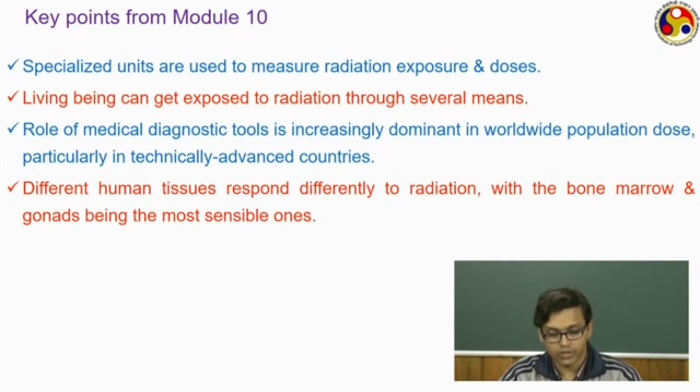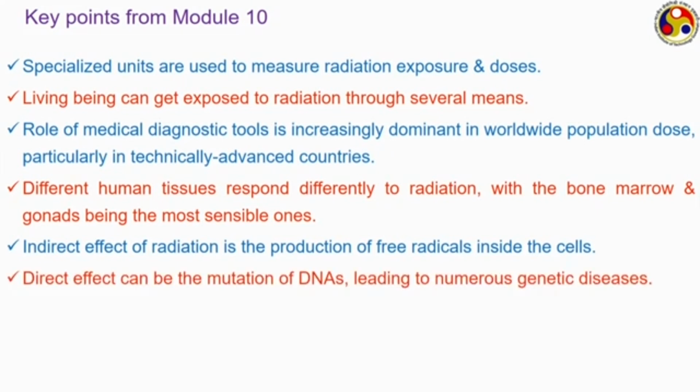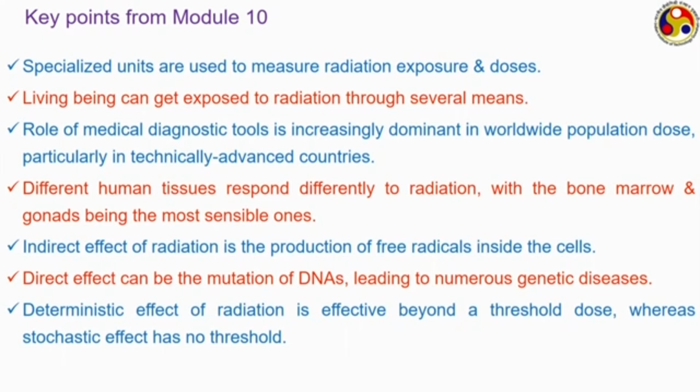Different human tissues respond differently to radiation, with the bone marrow and gonads being the most sensitive ones. And I should also mention the fetus. The indirect effect of radiation is the production of free radicals inside the cell and subsequent chemical effects. The direct effect can be the mutation of DNA leading to numerous genetic diseases. The deterministic effect of radiation is effective beyond a threshold dose, but once the threshold is breached, the severity of the effect is directly proportional to the dose itself. Whereas the stochastic effect has no threshold; it may or may not appear, it is very difficult to predict, but the larger the dose, the more likely is the appearance of these stochastic effects.